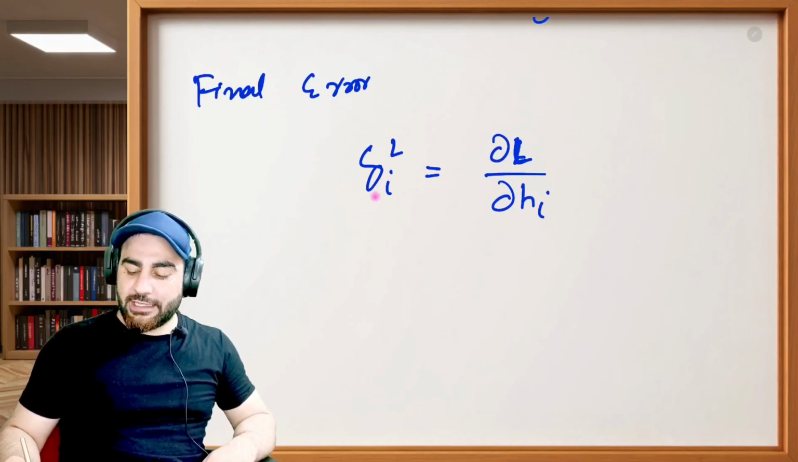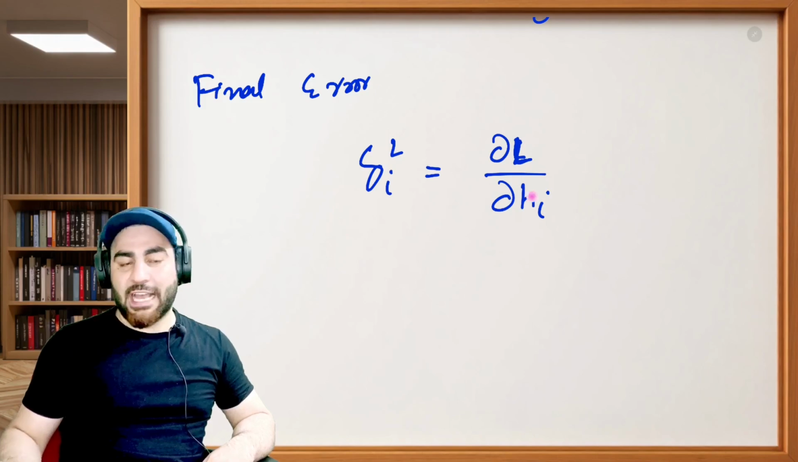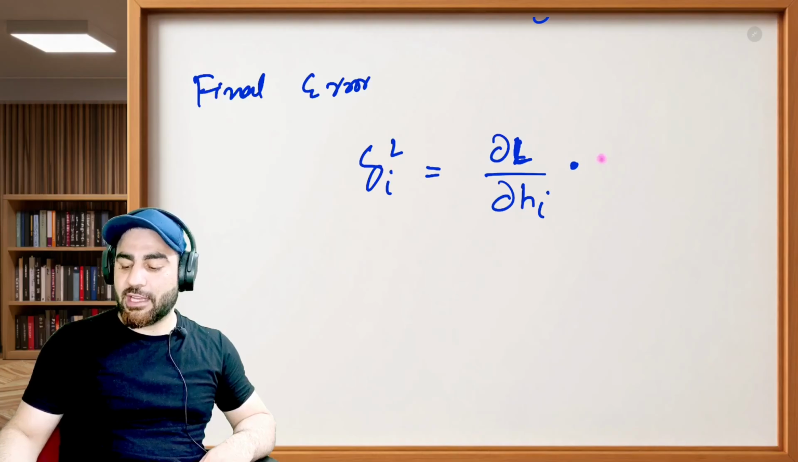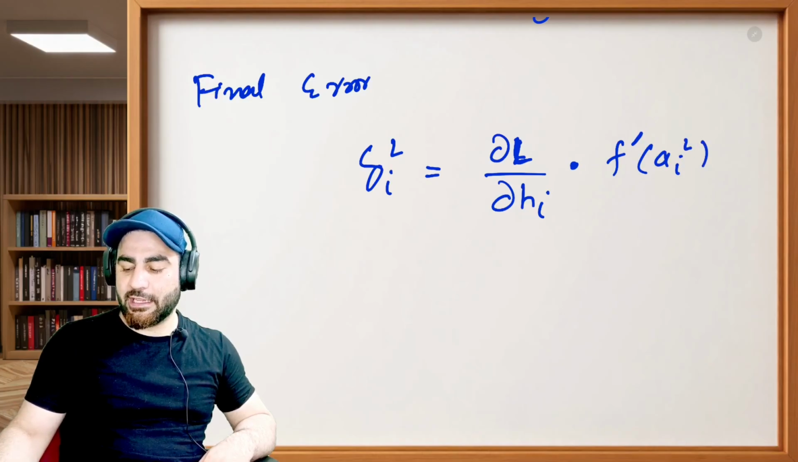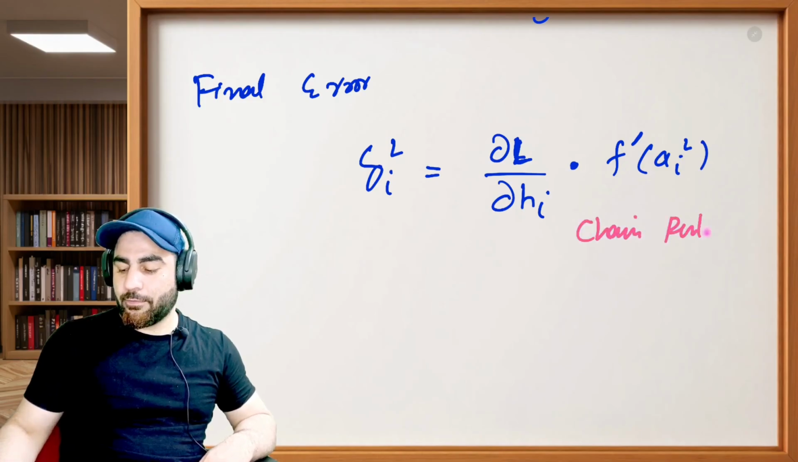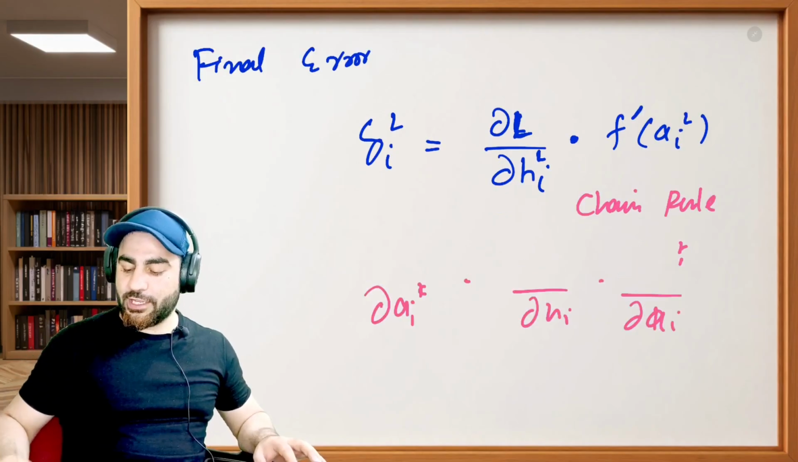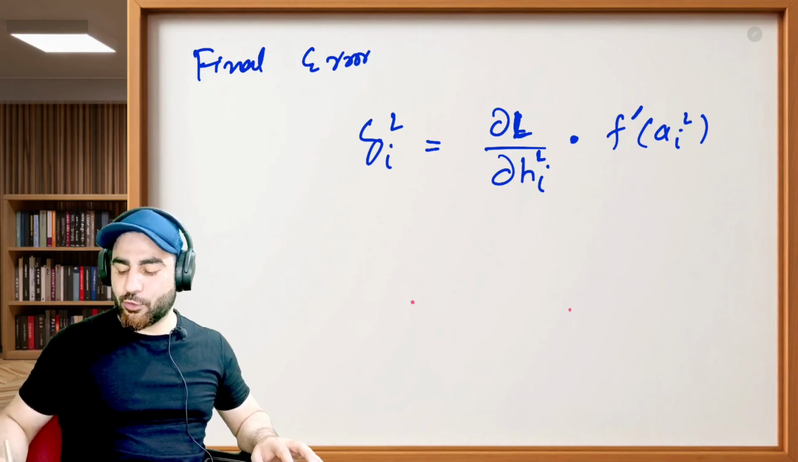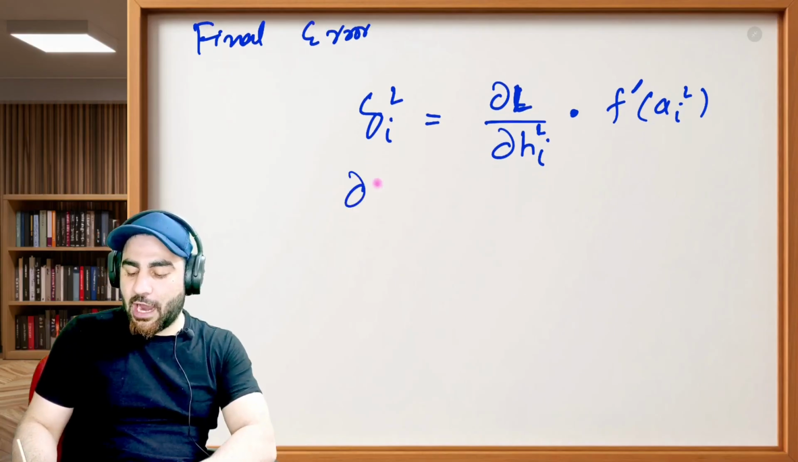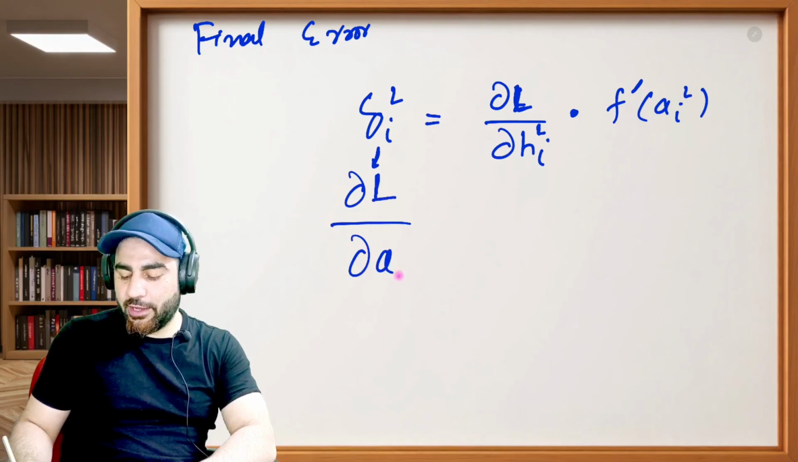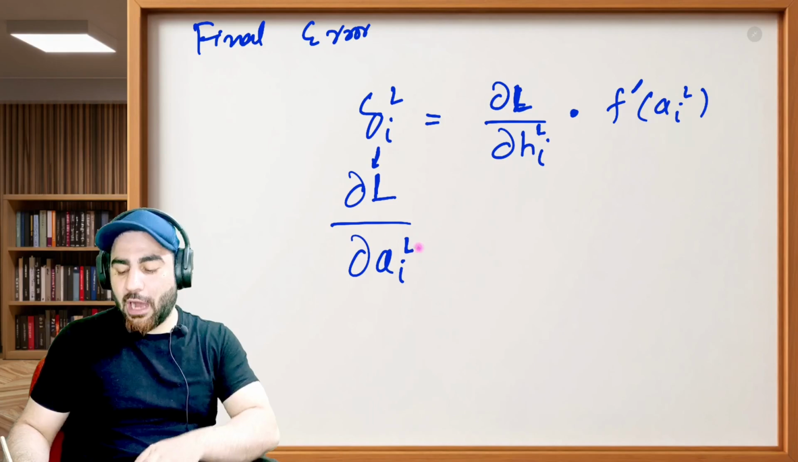So I'm saying take ∂L by ∂h_i, but I got this h_i because of a_i. So how do I do this? I'll introduce this h in between, and then take the derivative of this: f dash of a_i at the Lth layer. This is because of the chain rule. How many of you remember this? So what is the meaning of this? I introduced this notation; this was equal to what I had to compute, ∂L by ∂a_i at the Lth layer.